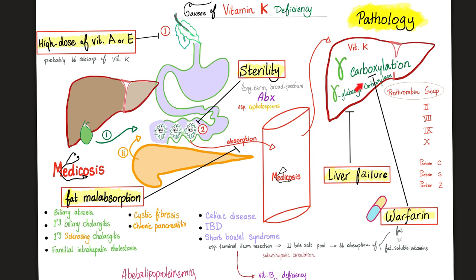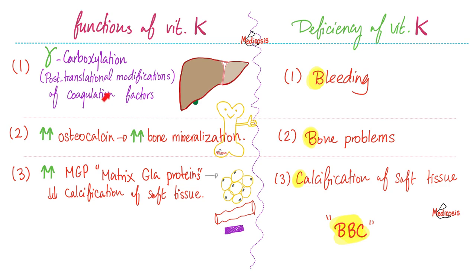Because as you know, vitamin K is vital to activate those coagulation factors, particularly factors 2, 7, 9, and 10. The normal function of vitamin K is to activate those clotting factors. If I cannot clot, I bleed. That's vitamin K deficiency. Moreover, vitamin K is important to mineralize bone. If I cannot do this, if I have deficiency, I'll get bone fractures. Third, vitamin K is important to decrease calcification of soft tissue, to protect soft tissue. If I have deficiency of vitamin K, I'll get calcification of soft tissue.